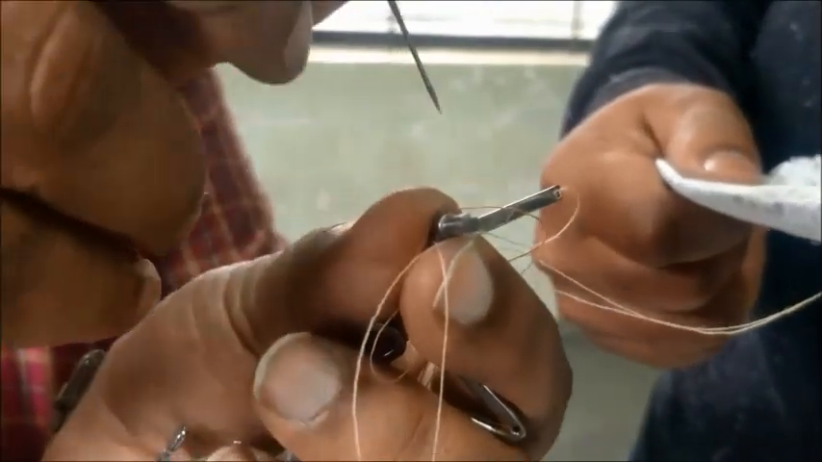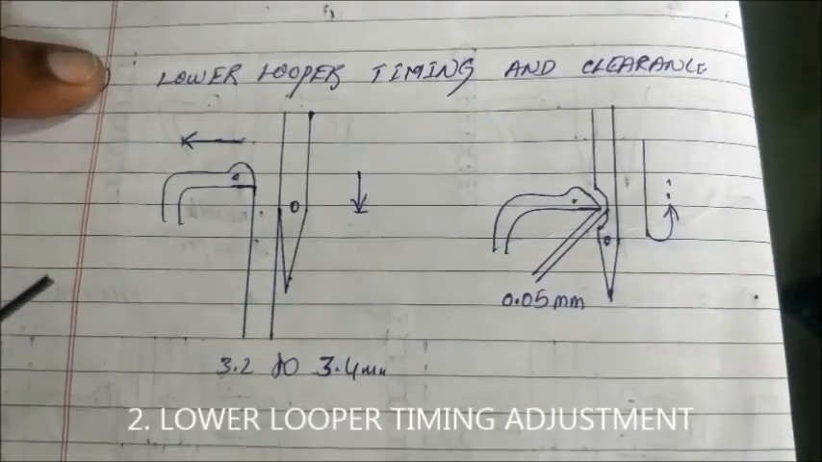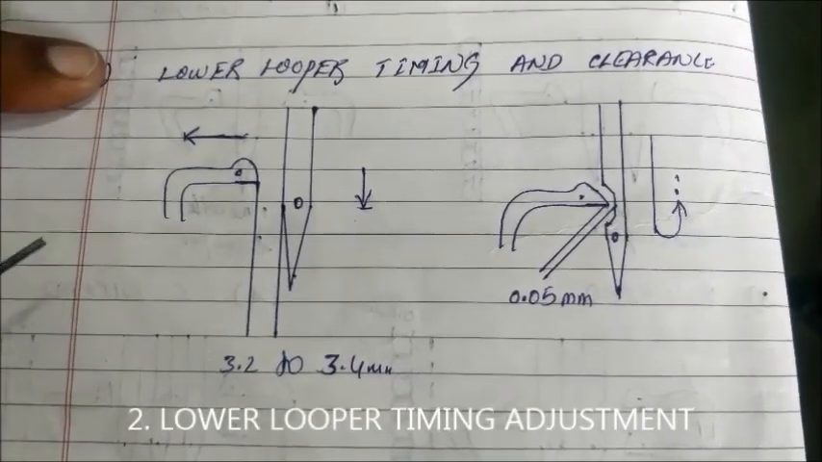This is the basic concept of the overlock formation. So that I will see in the same adjustment. This same adjustment I will explain to you technically. I am going to explain about lower looper timing adjustment in the overlock machine.